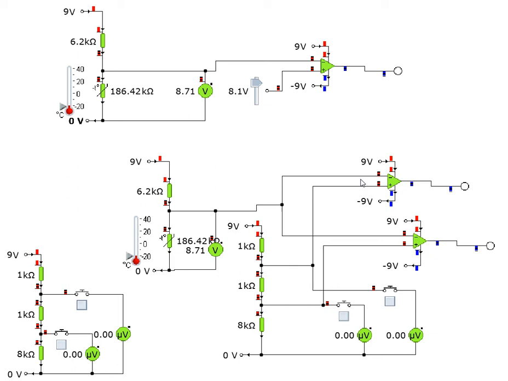But that's not using the proper terms. If the non-inverting one is the biggest of the two, the output goes plus 85% of 9. If the inverting input is biggest of the two, it goes minus 85% of 9.